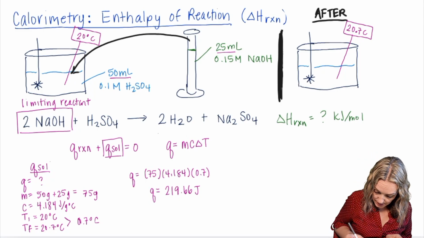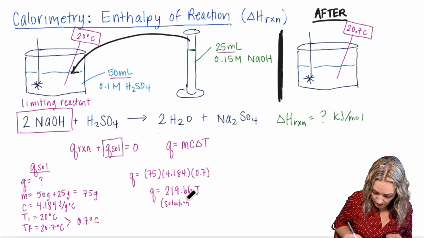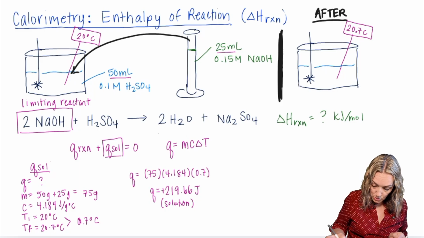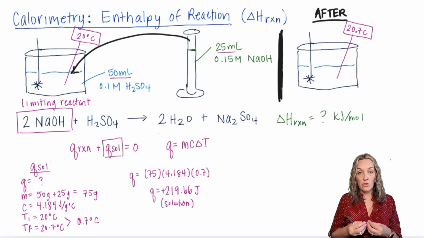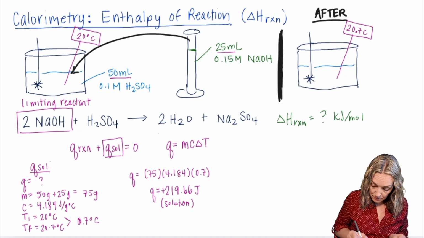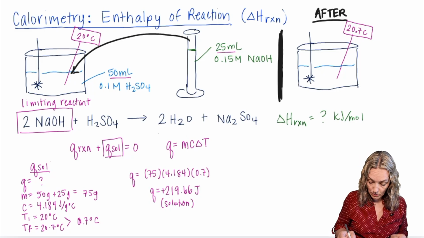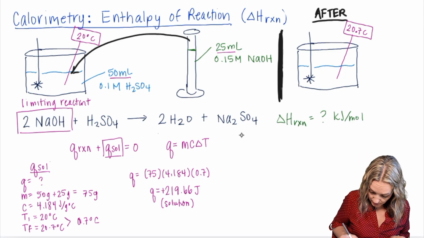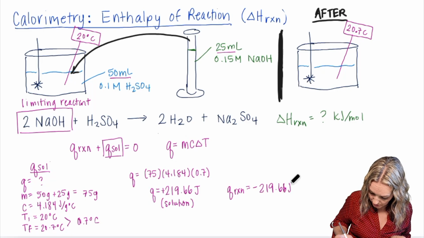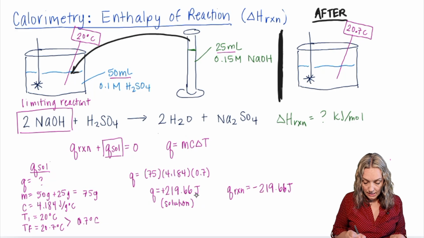But remember that this is the Q of the solution, or the water around the reaction. So I know that this came out a positive number, which means that the water, or the solution, absorbed energy. Well, all of the energy that it absorbed to raise the temperature, that 0.7 degrees, had to have come from the reaction itself. So that means that if the Q of the solution is positive 219, the Q of the reaction is equal to negative 219.66 joules. Again, the Q of the reaction and the Q of the solution will always add up to 0.